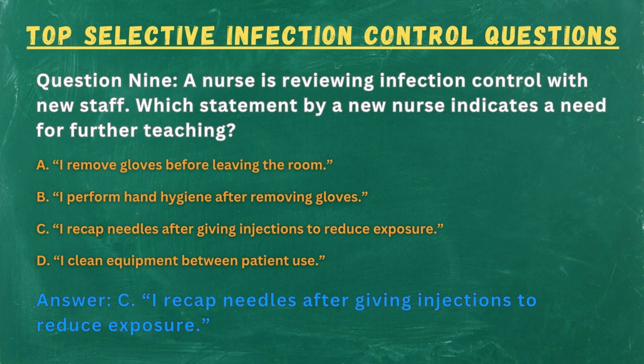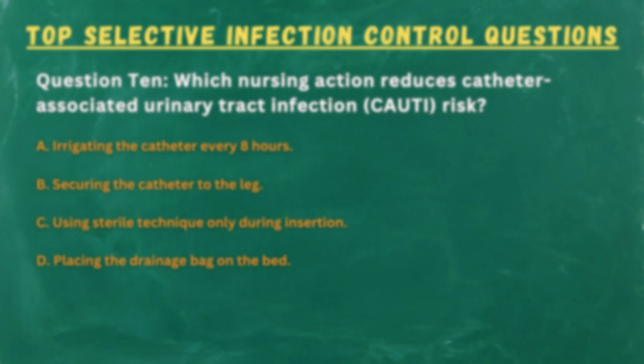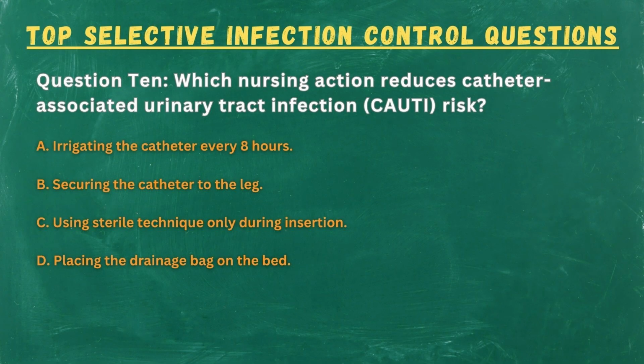Answer. C. I recap needles after giving injections to reduce exposure. Question 10. Which nursing action reduces catheter-associated urinary tract infection, CAUTI, risk? A. Irrigating the catheter every 8 hours. B. Securing the catheter to the leg. C. Using sterile technique only during insertion. D. Placing the drainage bag on the bed.